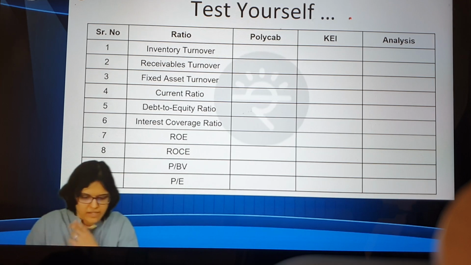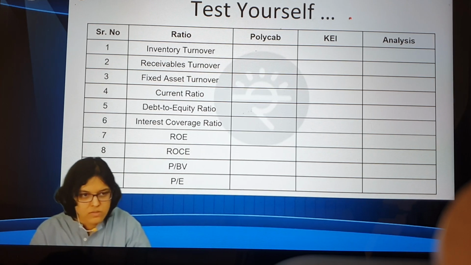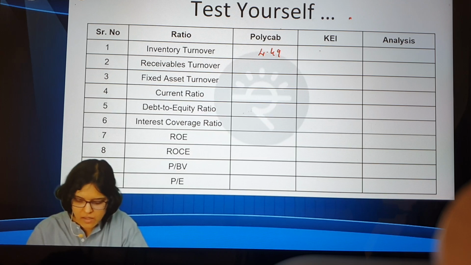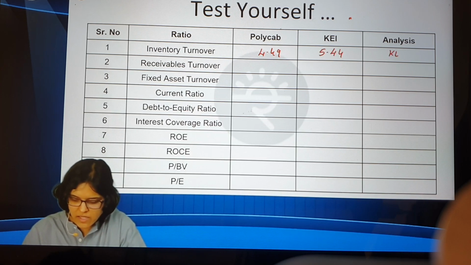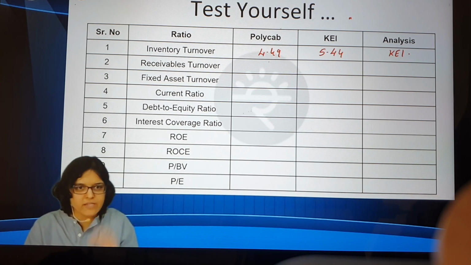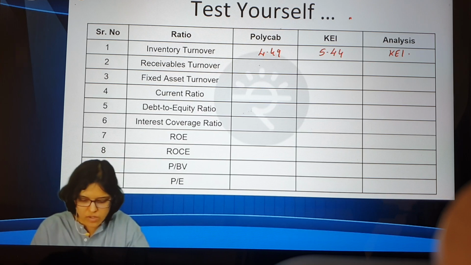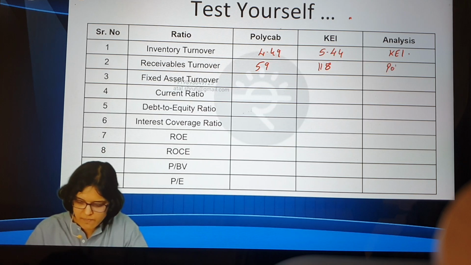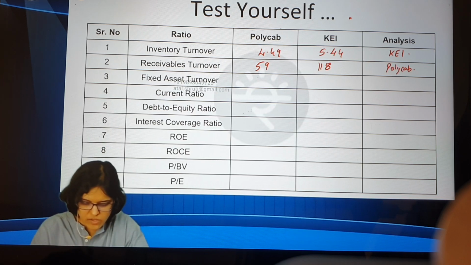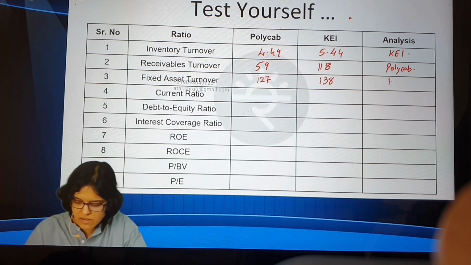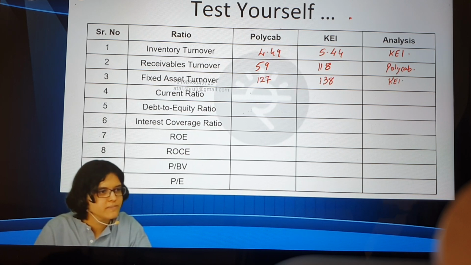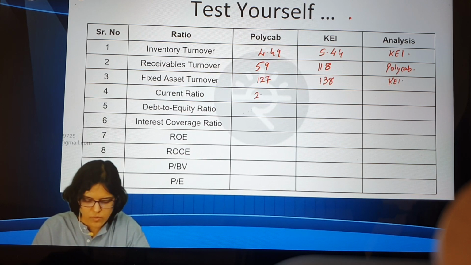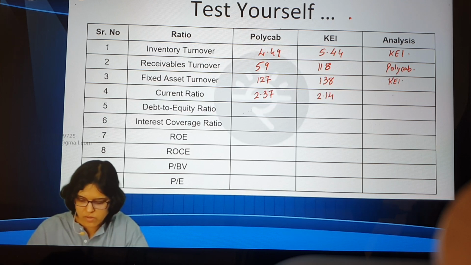Done? Shall we check? So first tell me the figures. For Polycab, inventory turnover ratio was 4.49 and for KEI 5.44. Which one is better? KEI. Okay? If anyone has a doubt, then you can raise hand, otherwise we'll just go on. Receivable turnover? Tell me the figures. 59 days, and 118 days, exactly double. Which is better? Polycab. Okay. Fixed asset turnover ratio? 127, forget it, 138. Which is better? KEI. Higher the better, no? Next, 2.37, 2.14. Polycab.